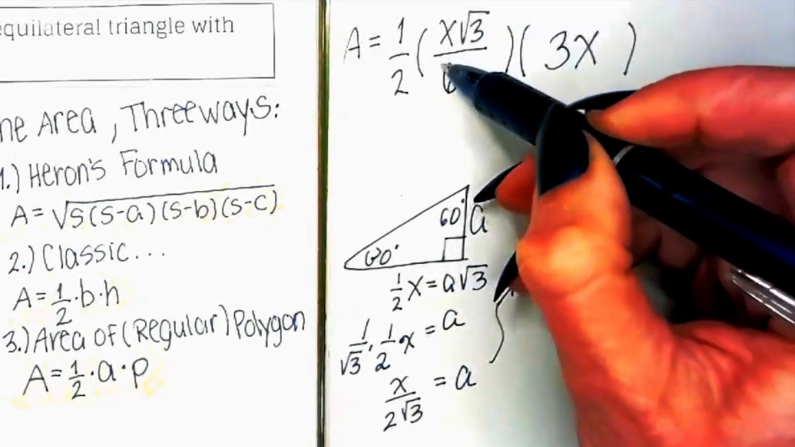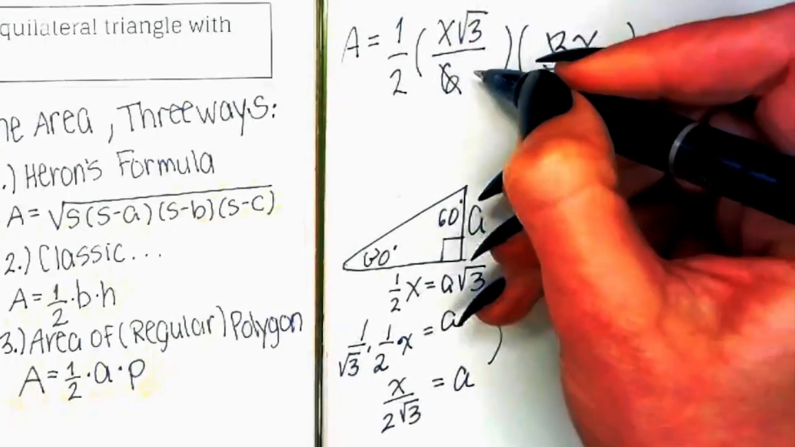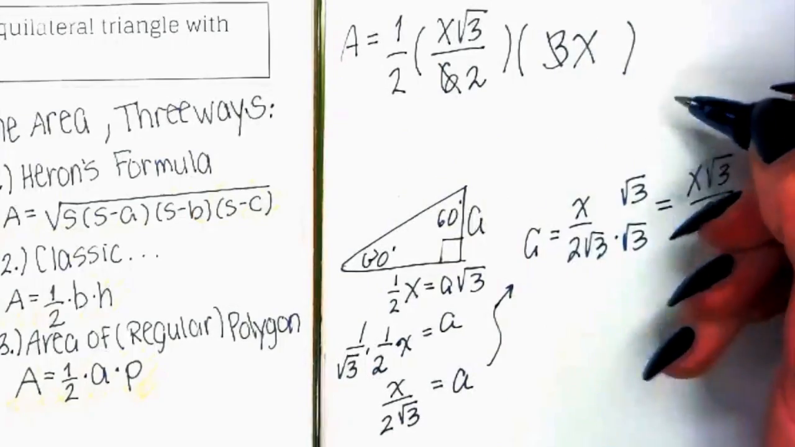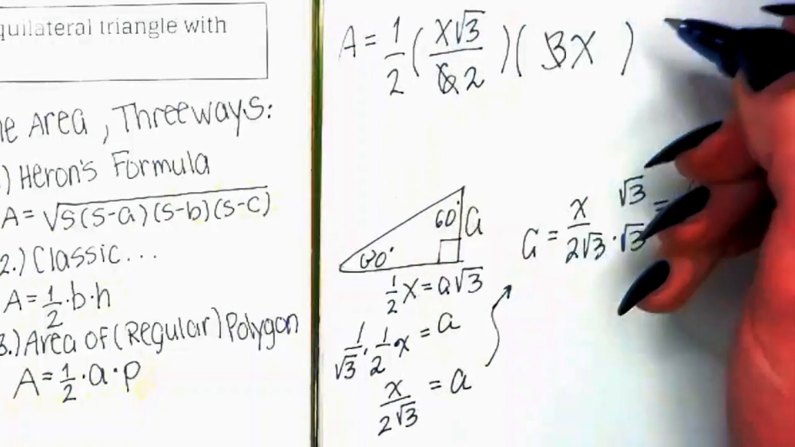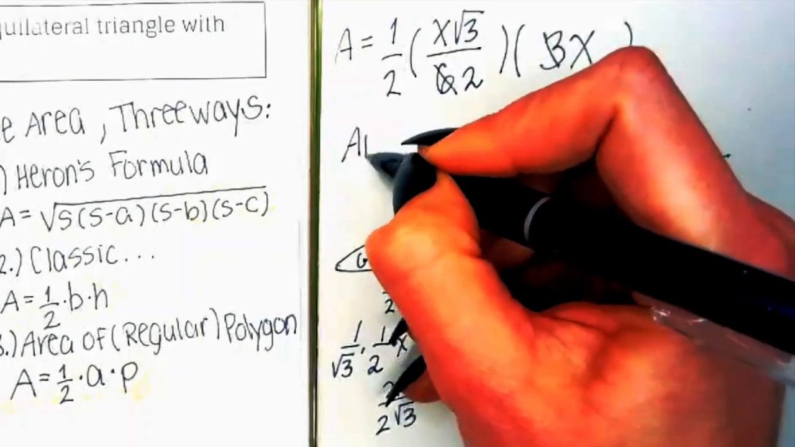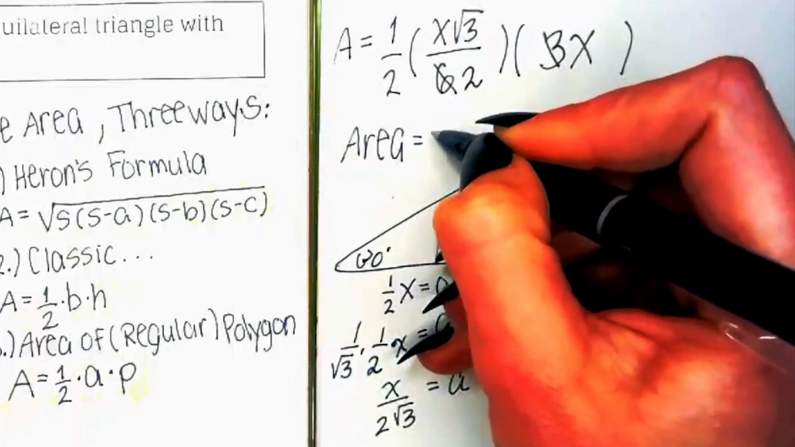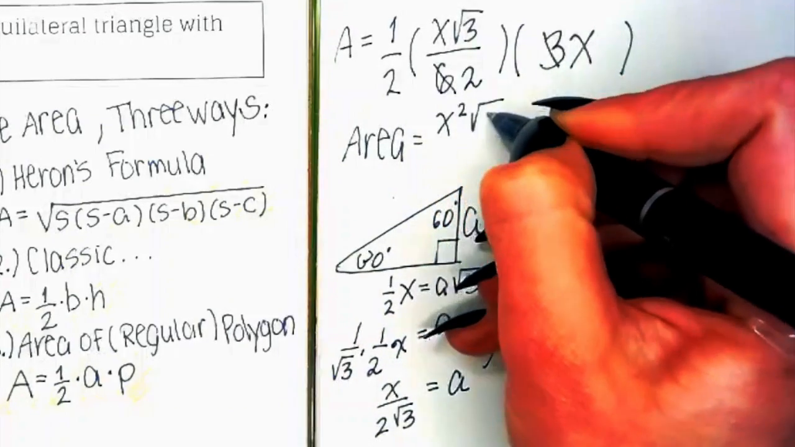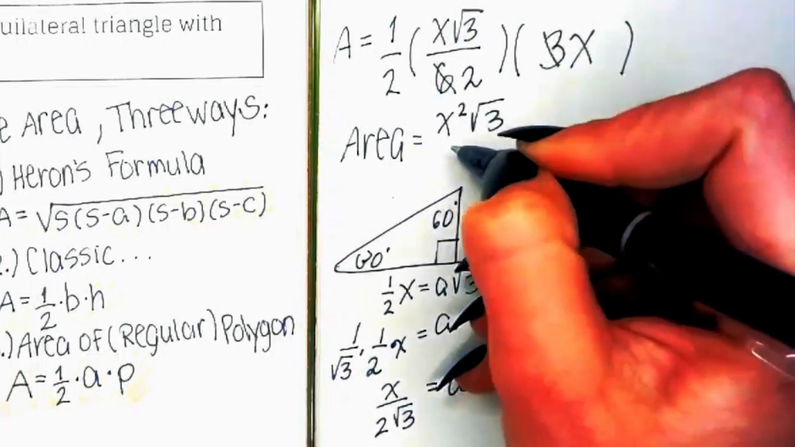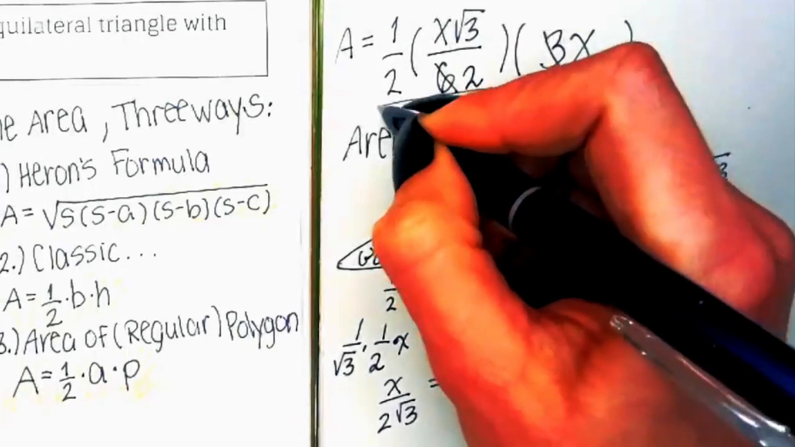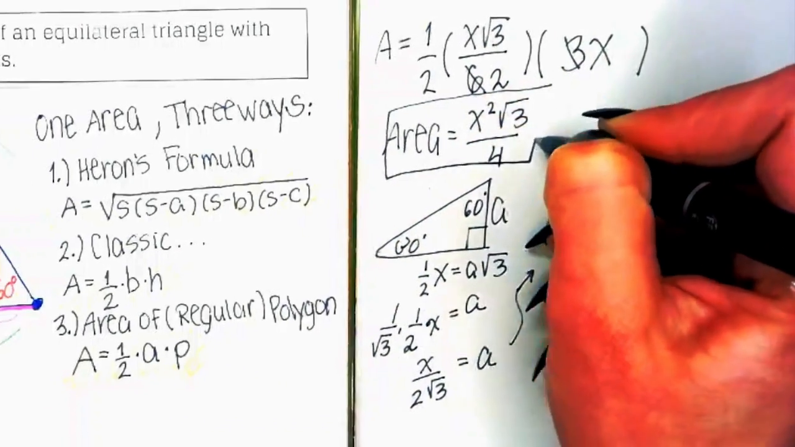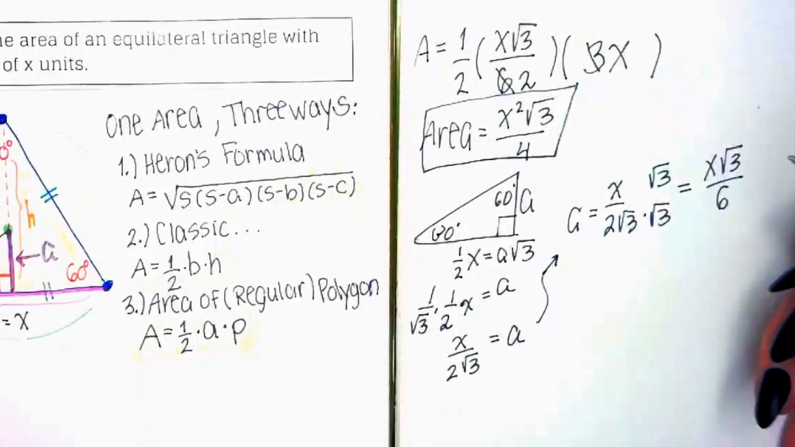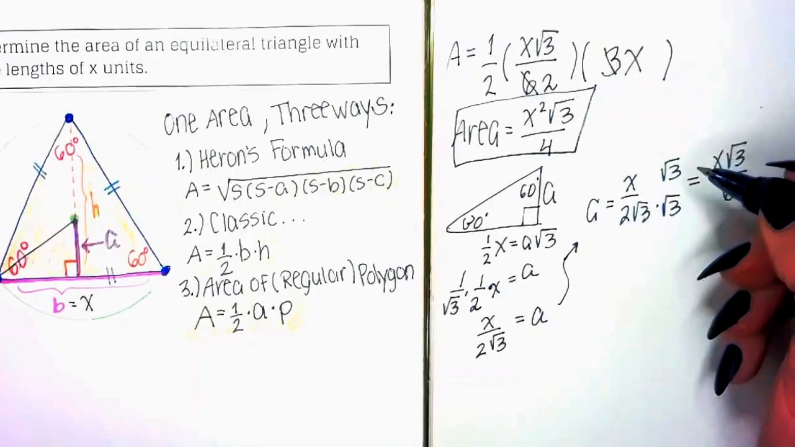Now, 6 and 3 reduce, and that leaves me here with a 2. 1 times x times root 3 times x. Area, x squared, root 3, 2 times 2, 4. Well, there you have it, folks. One area and done in 3 different ways.